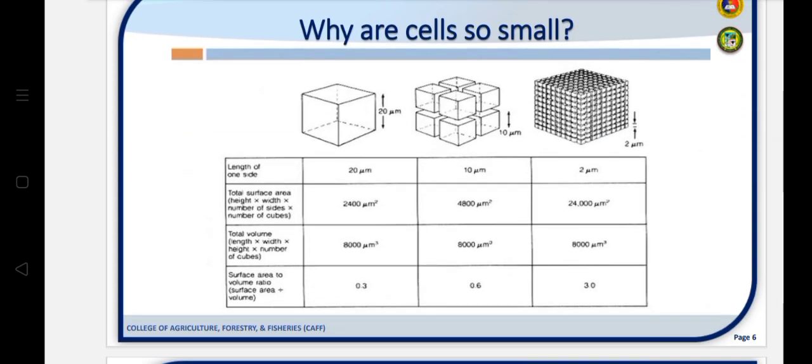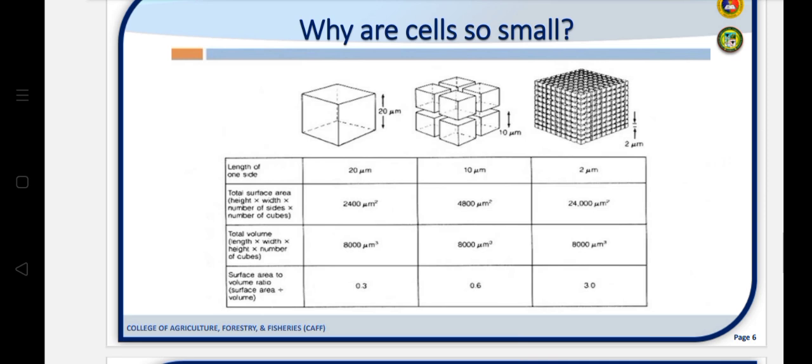Now let's answer a very interesting question. Why are cells so small? At first, it might seem like size doesn't matter, but in biology, it matters a lot. Look at these cubes. Each one has the same total volume, but the surface area changes depending on how small the cubes are. The smaller the cubes, the bigger the total surface area compared to their volume.